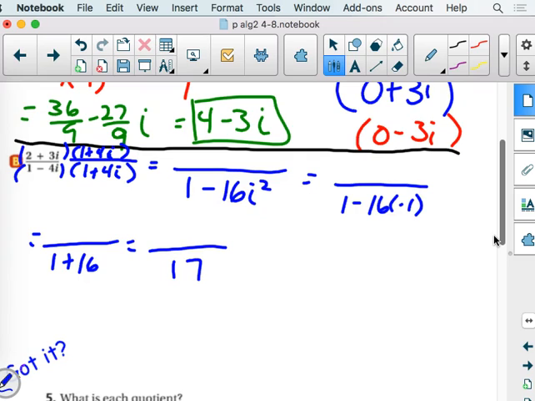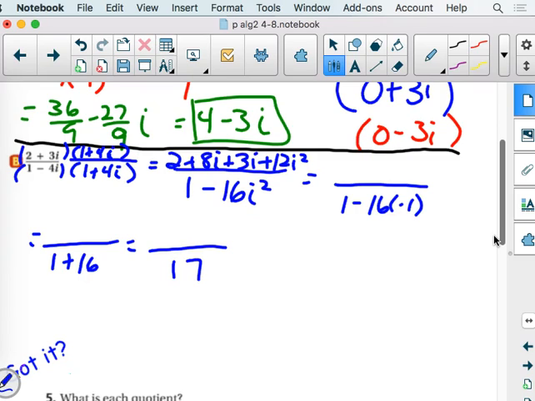So, you know, we're probably going to end up with something with an i up there. But let's see what happens. First times first, 2. Outside times outside, plus 8i. Inside times inside, plus 3i. Last times last, plus 12i squared.